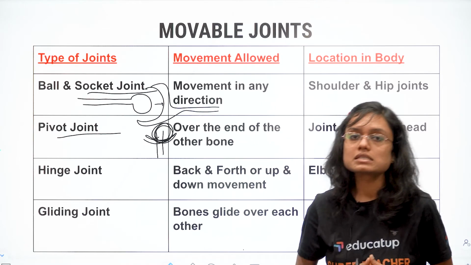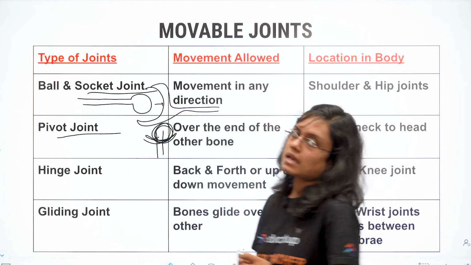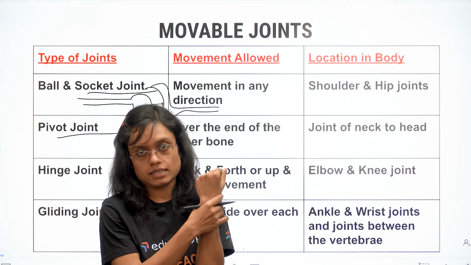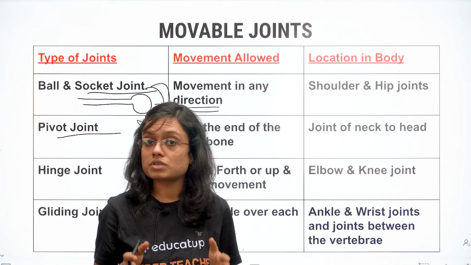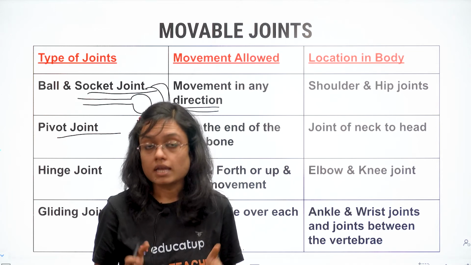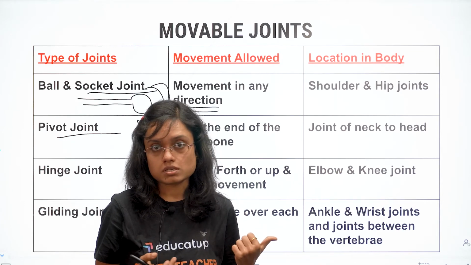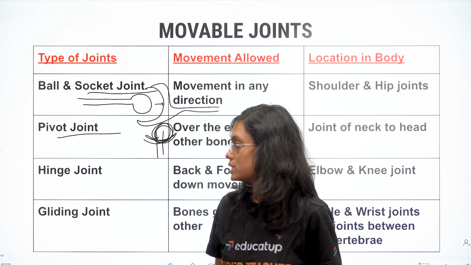The last is gliding joint. Bones glide over each other. The best example is ankle and wrist joints. This is your wrist, kalai in Hindi we call it, and between the joints of vertebrae. That means vertebrae are present in spinal cord. That means your backbone or vertebral column we have just now discussed. So these four kinds are of movable joints. Now let's see ahead.